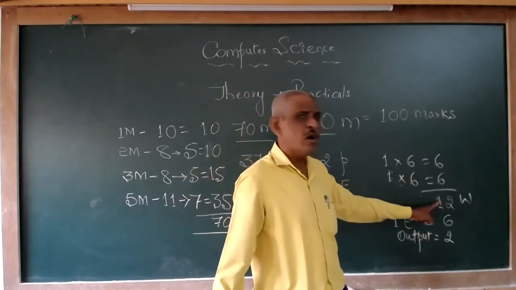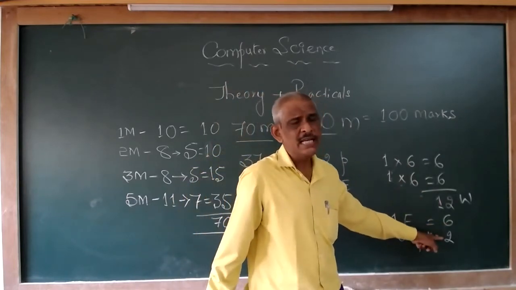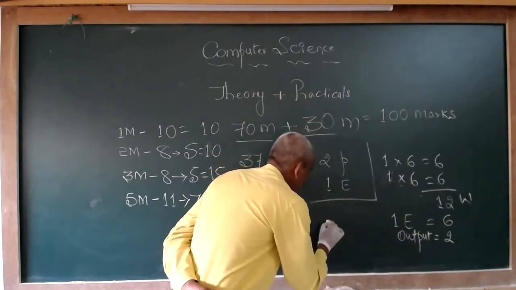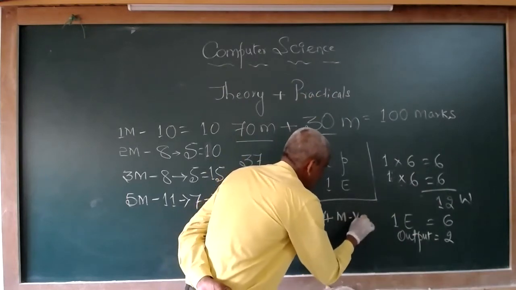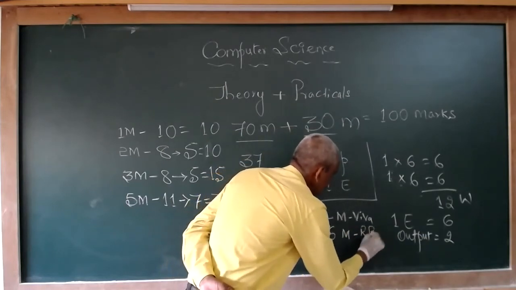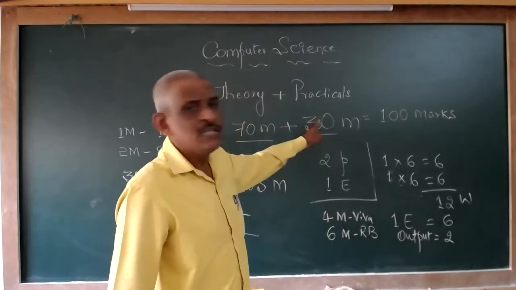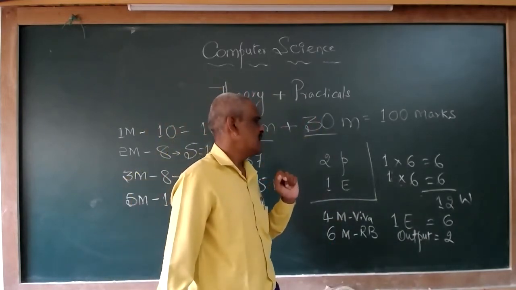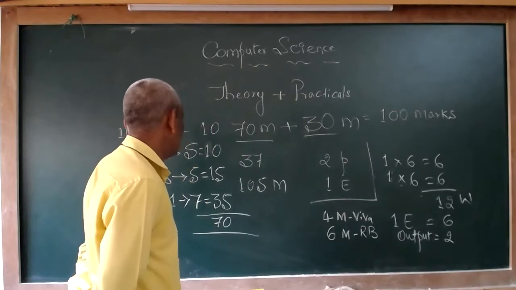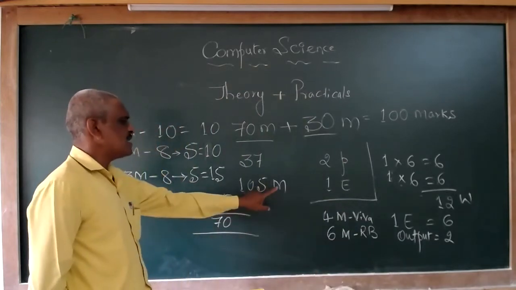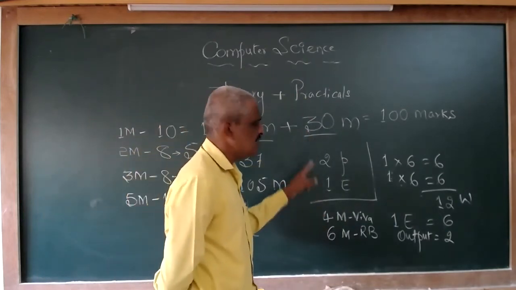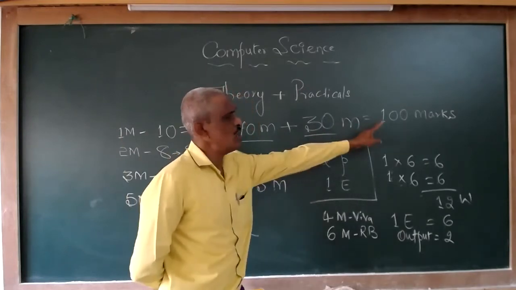Total becomes 12 plus 8, 20. Then remaining 10 marks are 4 marks for Viva and 6 marks for record book. Total of 30 marks. All this should be completed in the complete academic year. So out of 105 marks, maximum you can score 70 in theory, and in practical maximum 30. That becomes totally 100 marks.